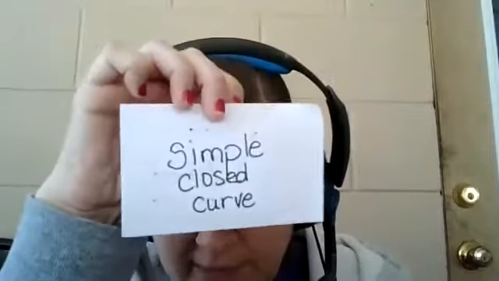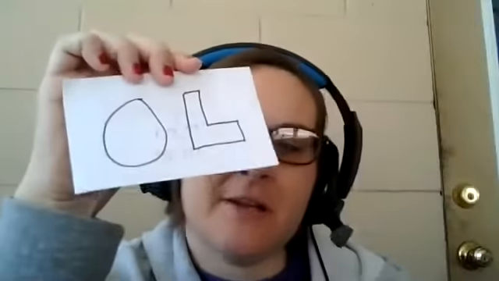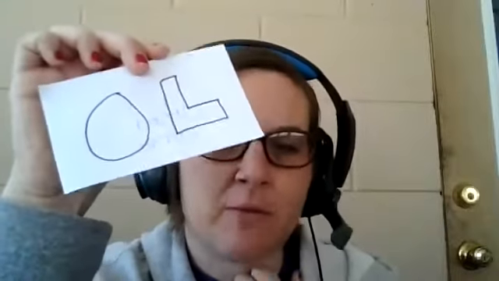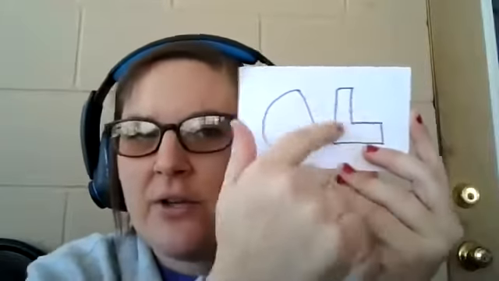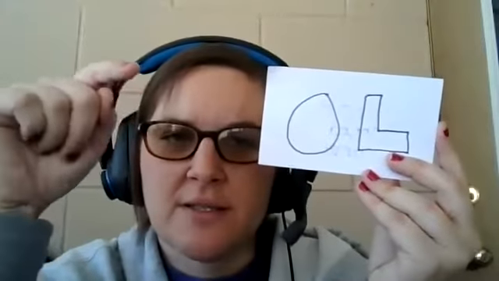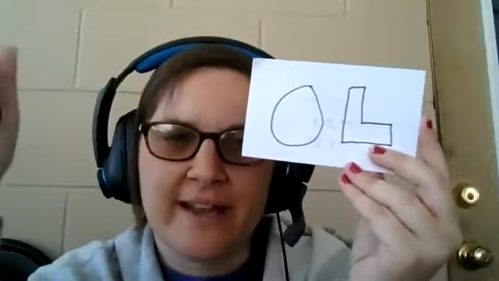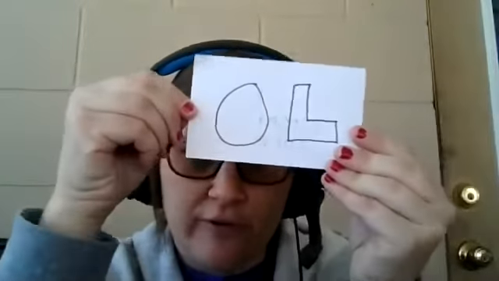A simple closed curve. So remember, when you have a shape, it doesn't matter what your shape is. It could be round, it could be square. If it's made and it closes and it doesn't intersect, it is a simple closed curve. Okay, so good job. That's a simple closed curve.